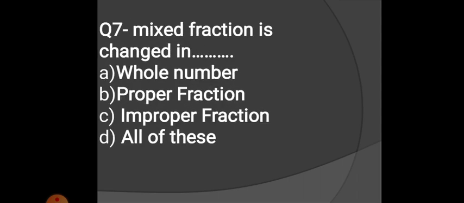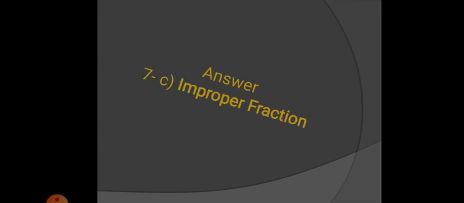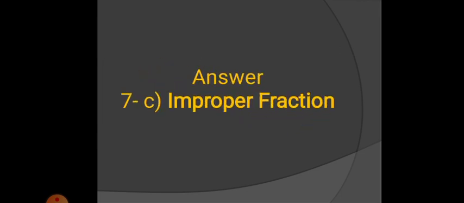Question number 7. A mixed fraction is changed into dash. Options are A whole number, B proper fraction, C improper fraction, D all of these. Now you must choose the option and then see the answer. So let's check the answer. What is the answer of this question? The answer is option C improper fraction. Now let's see question number 8.